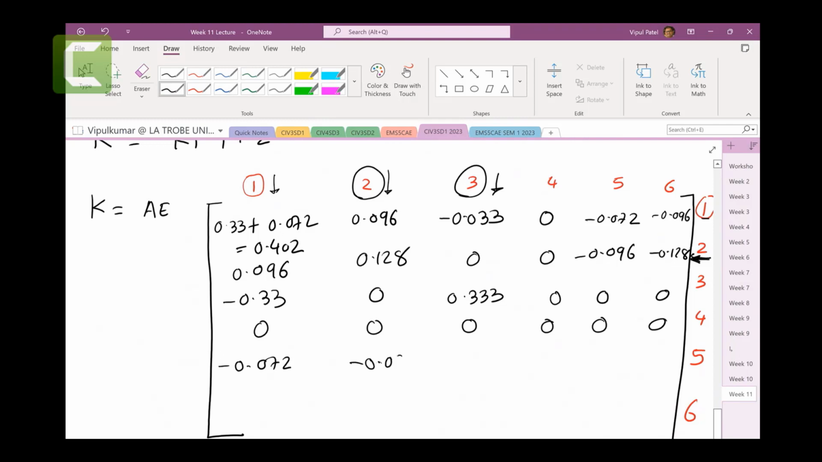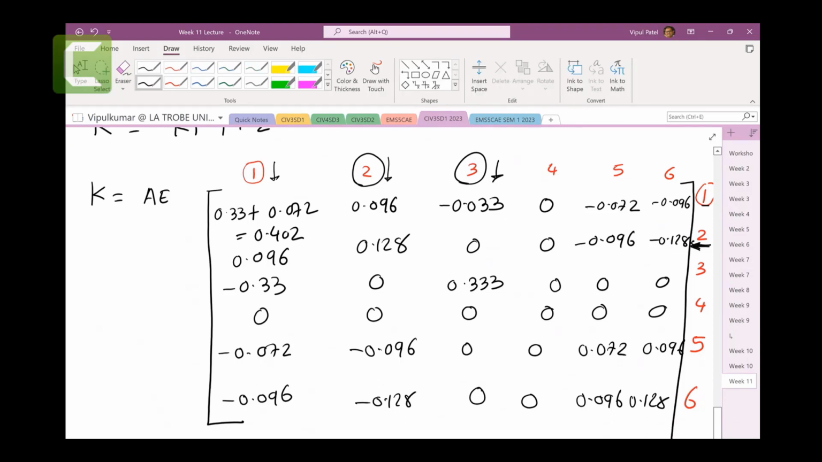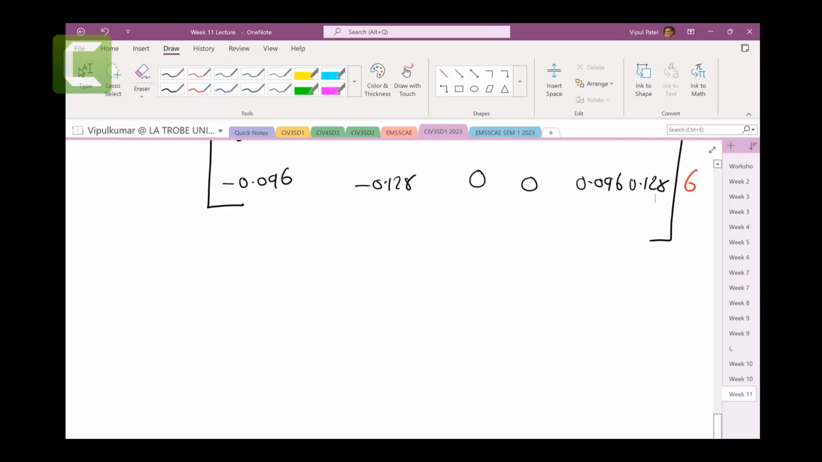0.72, minus 0.096, 0, 0, 0.072, 0.096, minus 0.096, minus 0.128, 0, 0, 0.096, and 0.128. Right. So I hope you understand where all these 6 by 6 matrix values are coming from. It's just adding K1 and K2. The next thing that we're going to develop is a force vector.